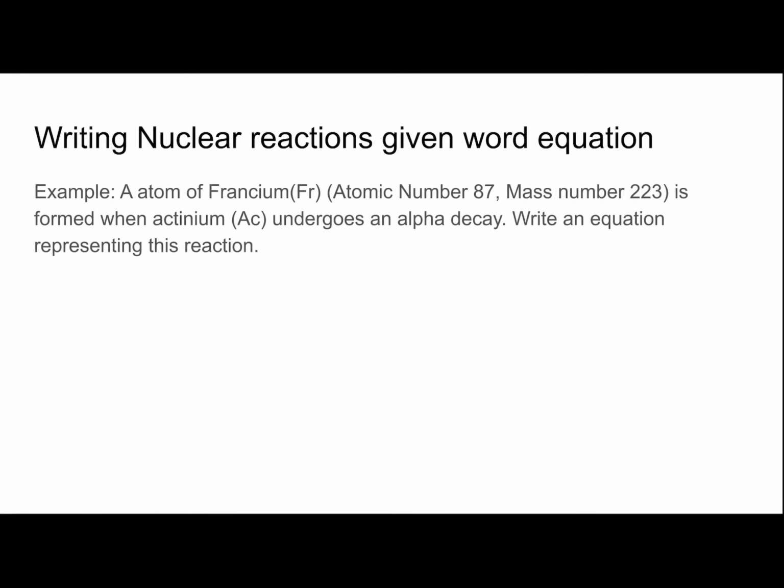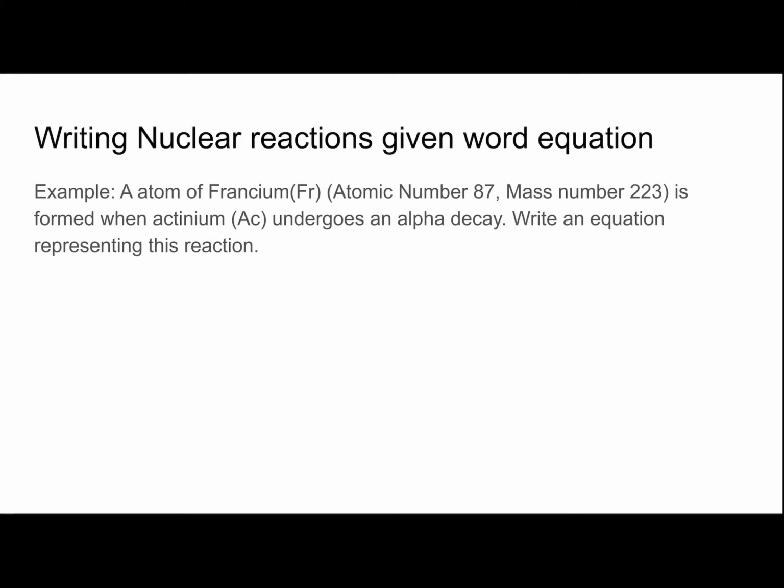Alright, so writing nuclear reactions given the word equation. For example, an atom of francium Fr, atomic number 87, mass number 223, is formed when actinium Ac undergoes an alpha decay. Write an equation that represents this reaction. So I want you to give this question a go, and when you're ready, keep watching the video to find out the answer.